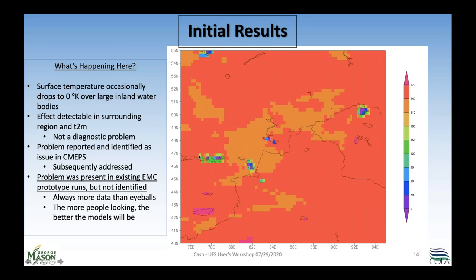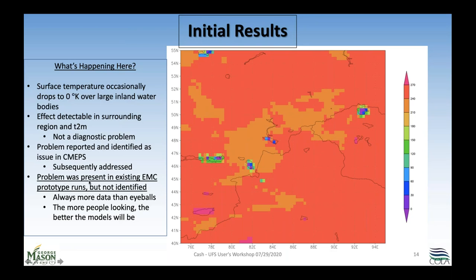And you can see that this effect is detectable in pixels around the water body. And you can also see it in the 2 meter temperatures, though I'm not showing this. So it's not just a diagnostic problem. The model is really doing this. So we found this, we reported it back to Denise, who took a look at it. And I believe it was determined this was a real issue in CMEPS that has been subsequently addressed.